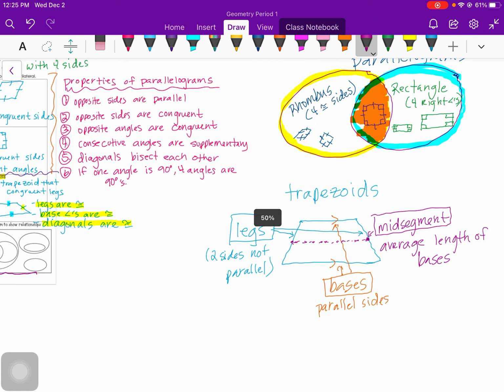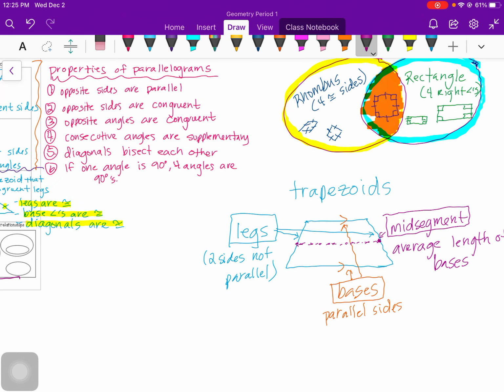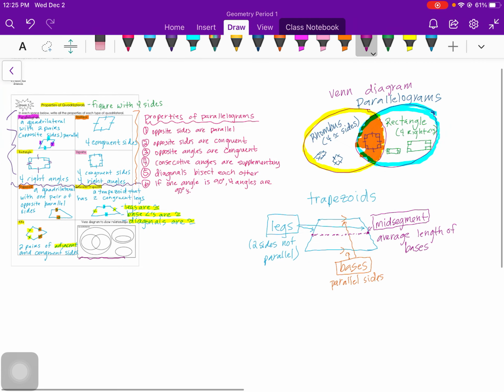Hopefully in your mind, you're seeing where algebra is going to end up coming into this. If we know sides are congruent, well, we have equations. We set them equal to each other. If they're supplementary, we're going to add them together and set them equal to 180 degrees. So we'll end up talking more about algebra next week. We're just laying the foundation this week for what quadrilaterals are and their different properties.